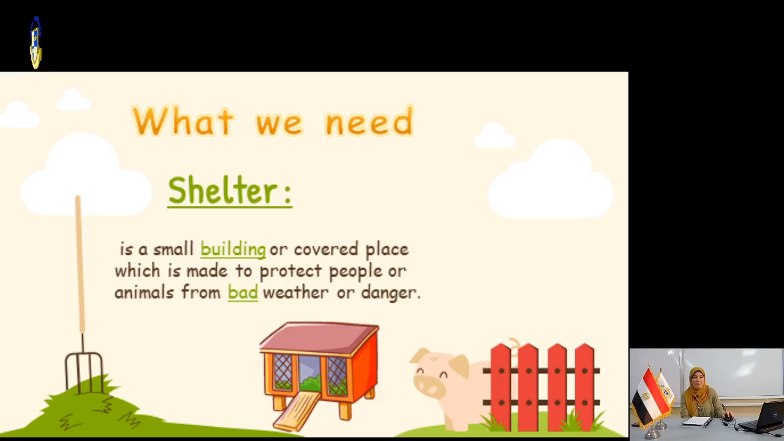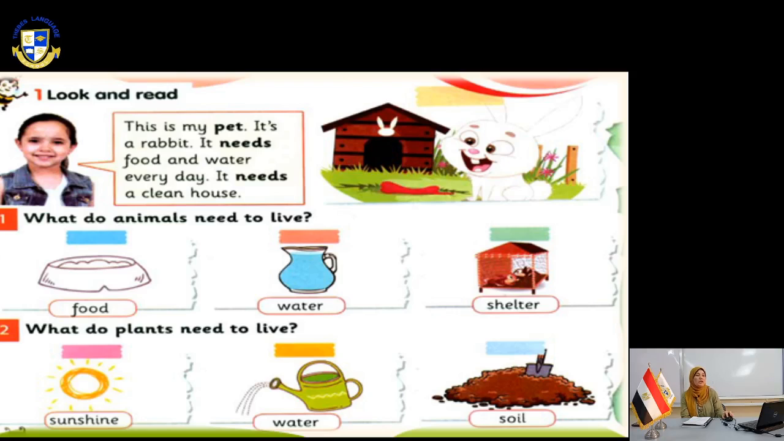Now, open your student's book at page 59. Exercise number 1, look and read. Here we have the girl. She's saying, "This is my pet."